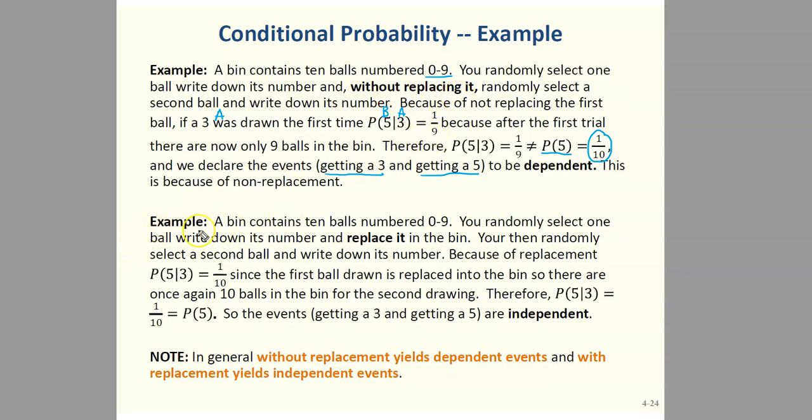Now down here we have the same experiment, but what we do is this. We randomly select the first ball, write down its number, and then we replace it in the bin.